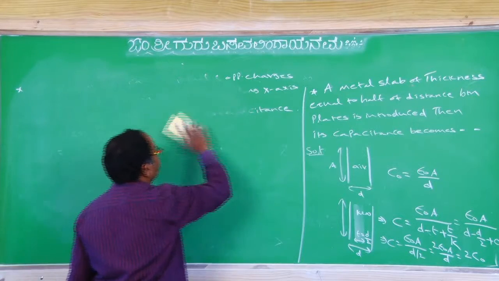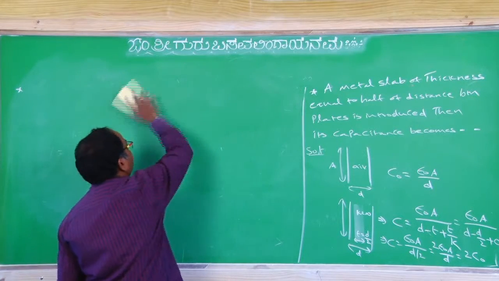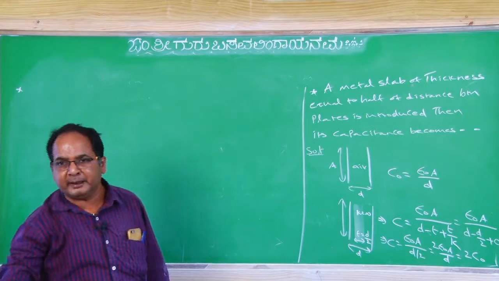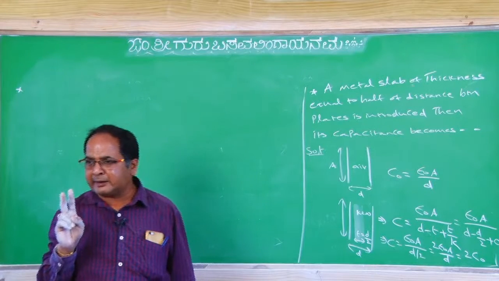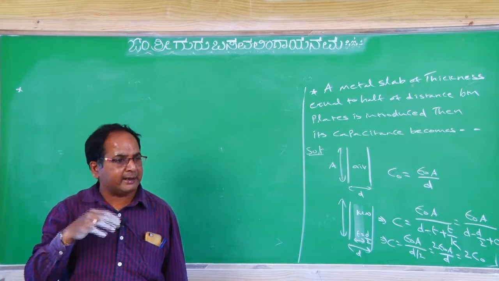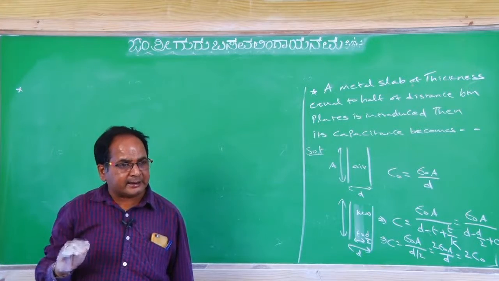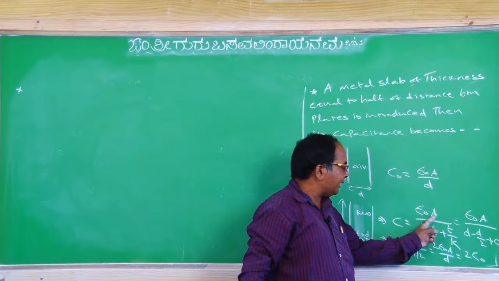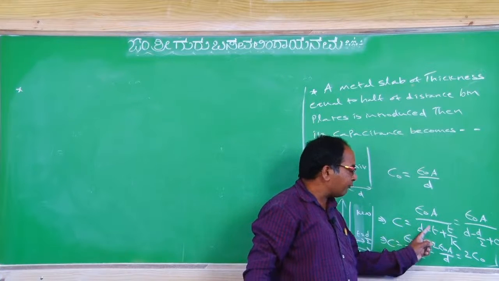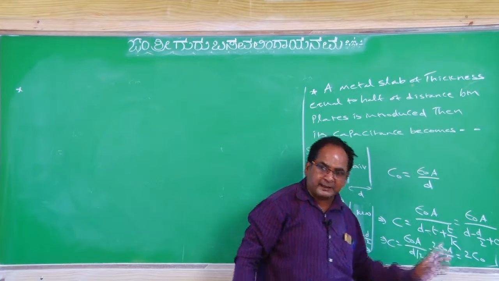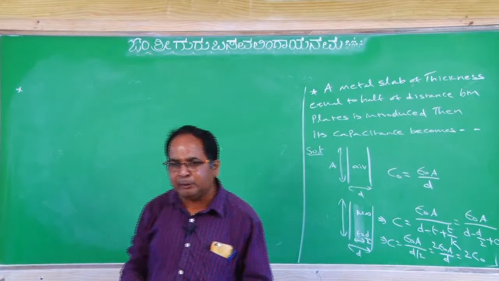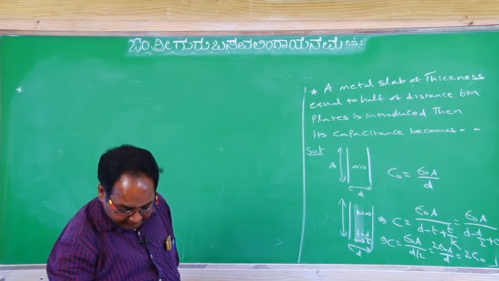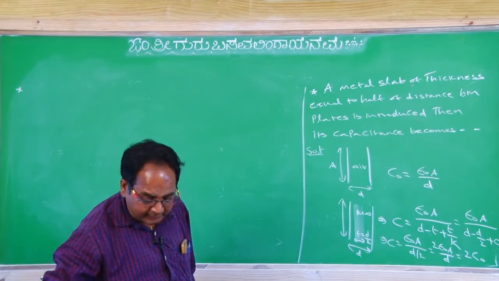So here any dielectric or metal plate, whatever it may be, of certain thickness T is introduced in the capacitor, its new capacitance C is equal to epsilon naught A by D minus T plus T by K. Suppose two dielectrics are introduced with thicknesses T1 and T2 with dielectric constants K1 and K2. Then what is the capacitance formula? Epsilon naught A by D minus of T1 plus T2 plus T1 by K1 plus T2 by K2. Like that we are able to find out its capacitance.